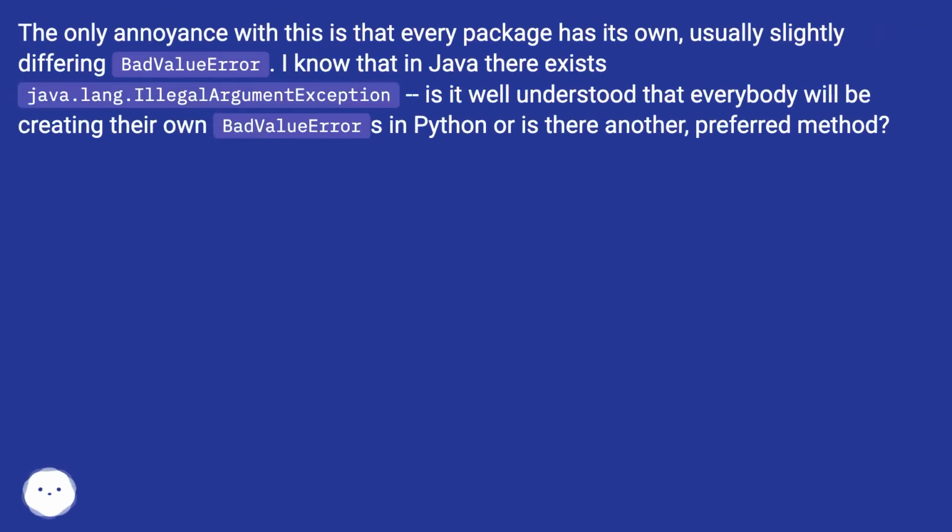The only annoyance with this is that every package has its own, usually slightly differing BadValue. I know that in Java there exists java.lang.IllegalArgumentException. Is it well understood that everybody will be creating their own BadValues in Python, or is there another, preferred method?